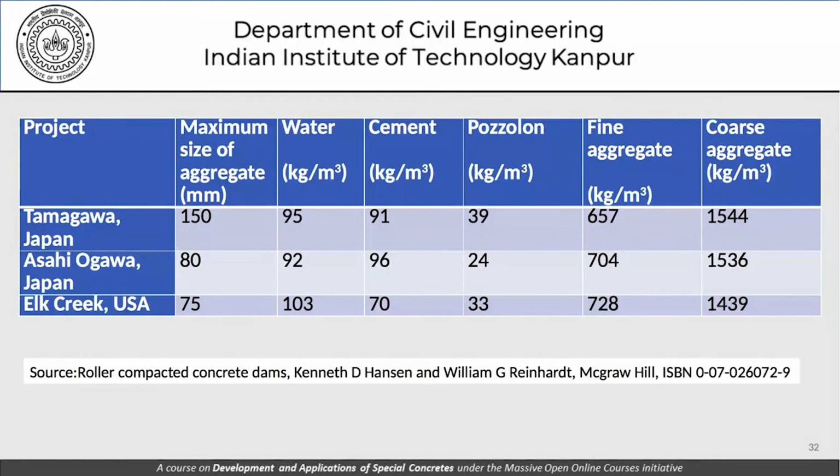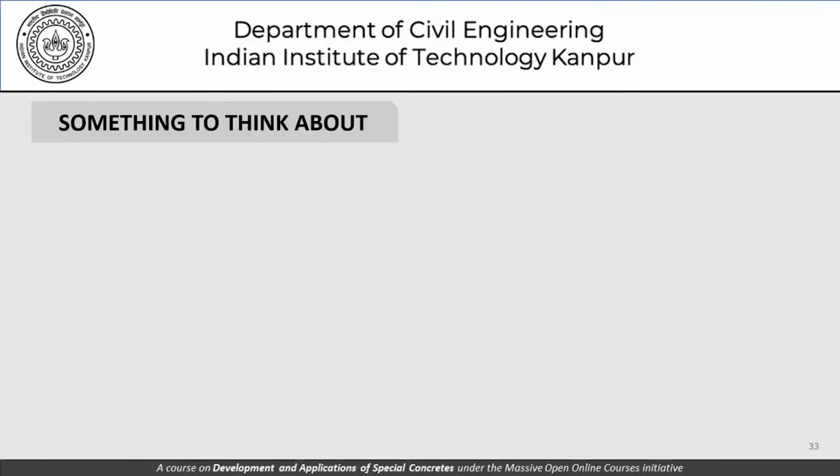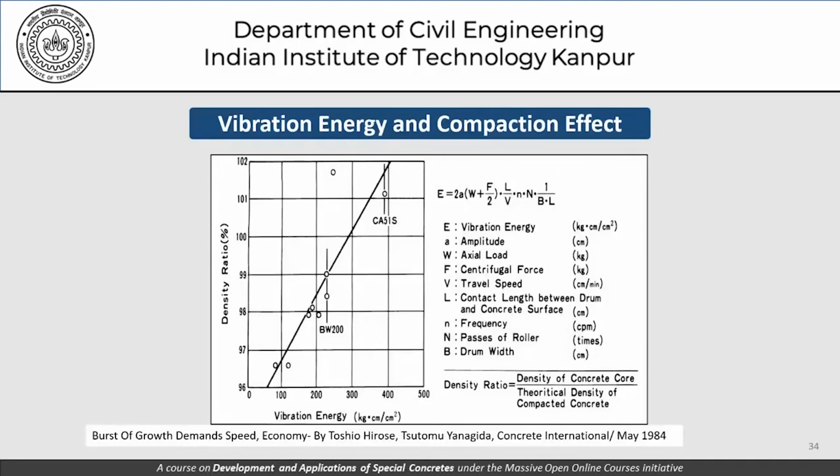This picture here just gives you some reference. Mixed proportions used in some of the roller compacted concrete dam projects, roller compacted concrete pavement projects in the world, and I'm leaving it to you to draw your own conclusions as far as the maximum size of the aggregate used, the total quantum of aggregate, and compare those values to the kind of normal concretes that we are used to. And with that, we come to more or less an end of the discussion today, except that we still have this something to think about to complete.